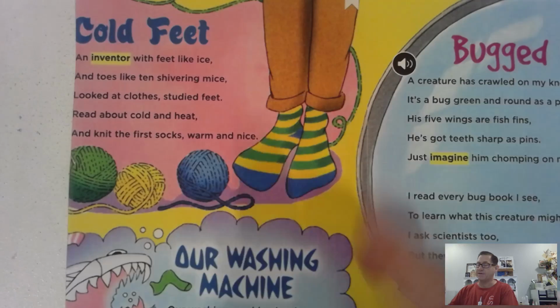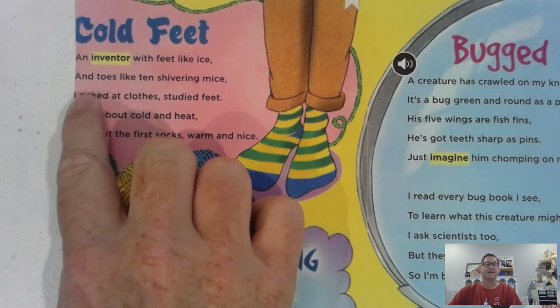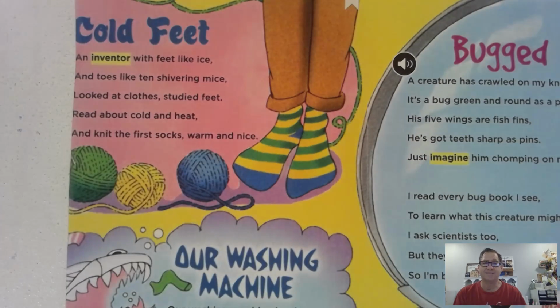Okay, so let's read Cold Feet as an example. An inventor with feet like ice and toes like 10 shivering mice looked at clothes, studied feet, read about cold and heat, and knit the first socks, warm and nice.